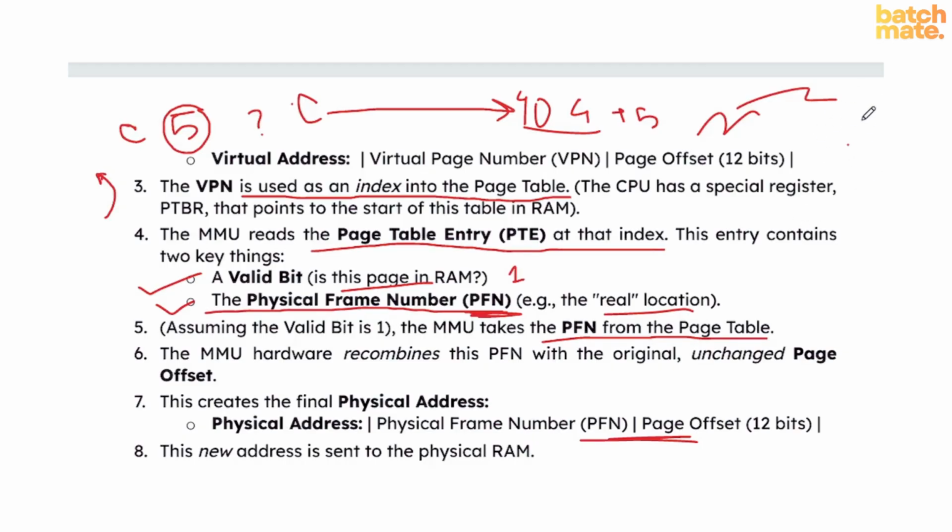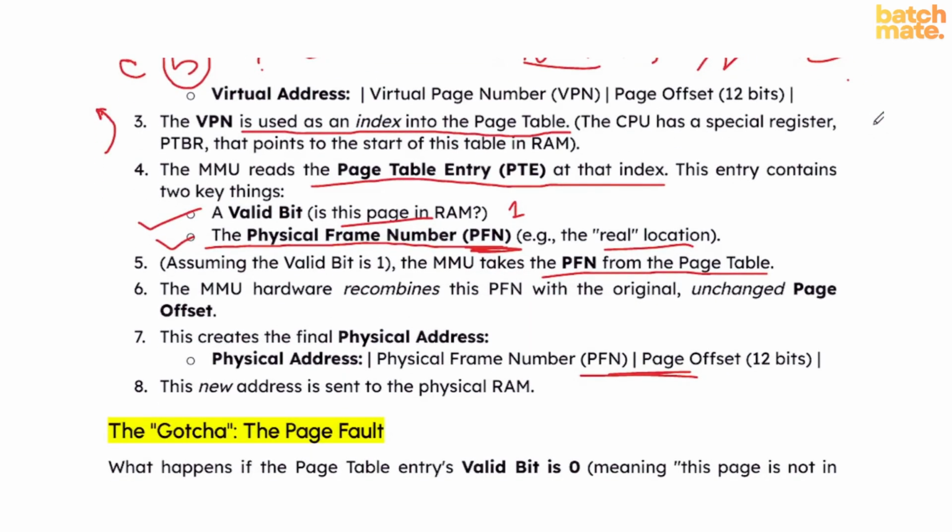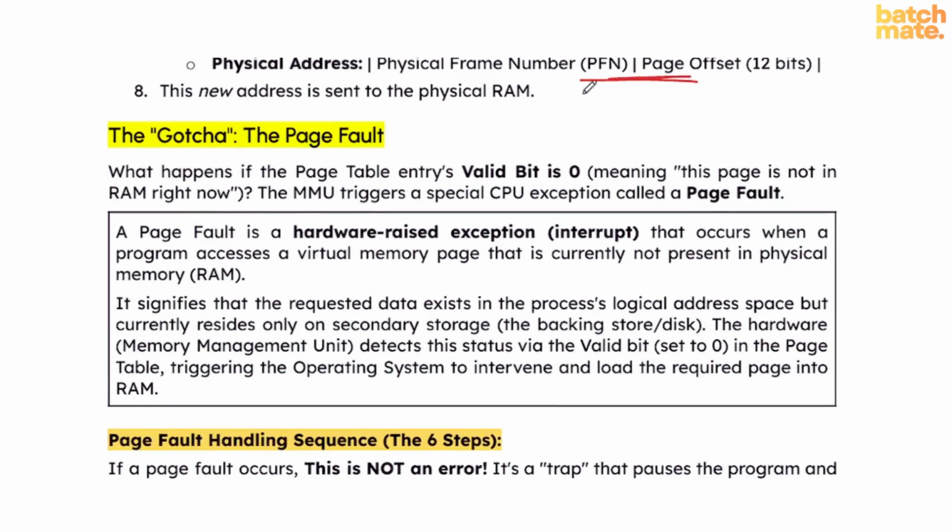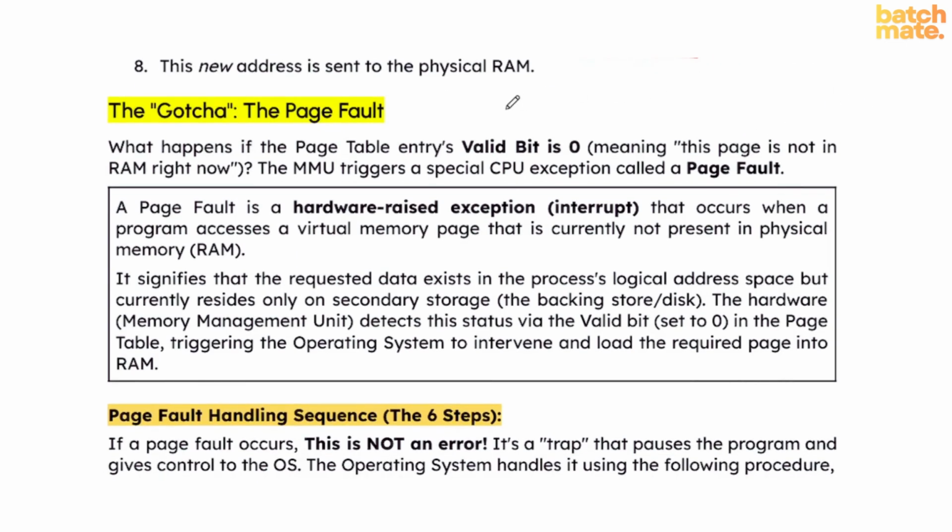Replacing the subject with the room number, but keeping the seat exactly the same. But what if the page table says, not here? What if the valid bit is 0? This means the data isn't in RAM, it's still back in the library, the hard drive. This triggers a page fault.